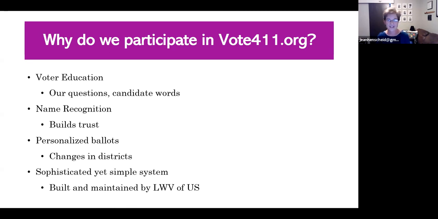So voter education, why do we participate in Vote 411? Well, that's obvious. Our league's mission is to inform voters with the information they need to make decisions that align with their values. To that end, the League of Women Voters of the U.S. created Vote 411 for every league, everywhere, to use and populate with candidate information directly from the candidates. We participate in 411 to amplify our efforts, both locally and nationally.